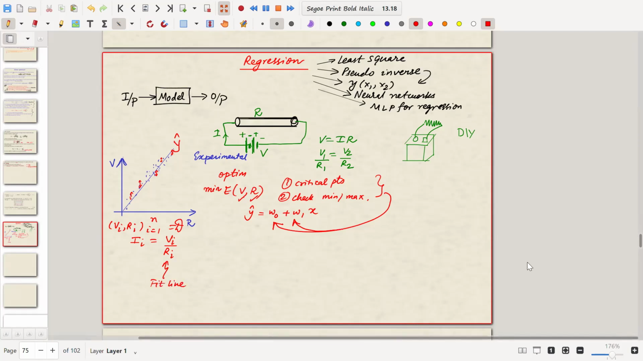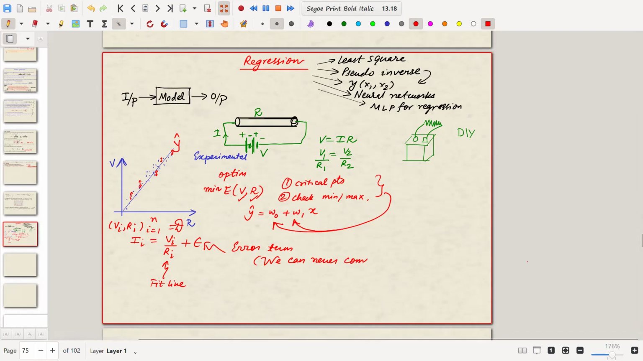But in real surroundings, you won't see this happening. Why? Because there will be some error. This is the error term, and this error we can never compute. How many errors can you keep? Atmosphere error, wooden clamp error, measurement error.